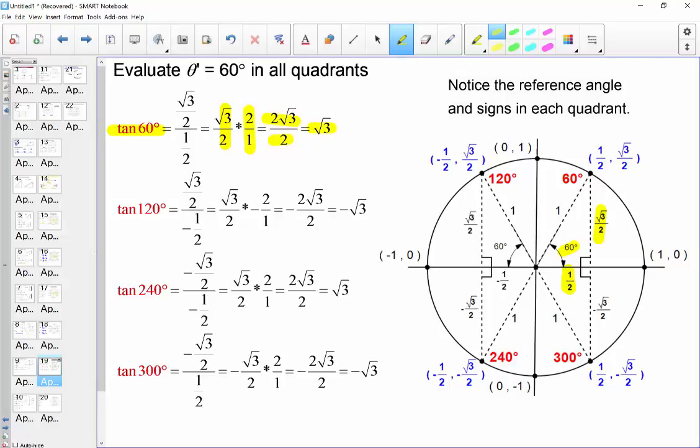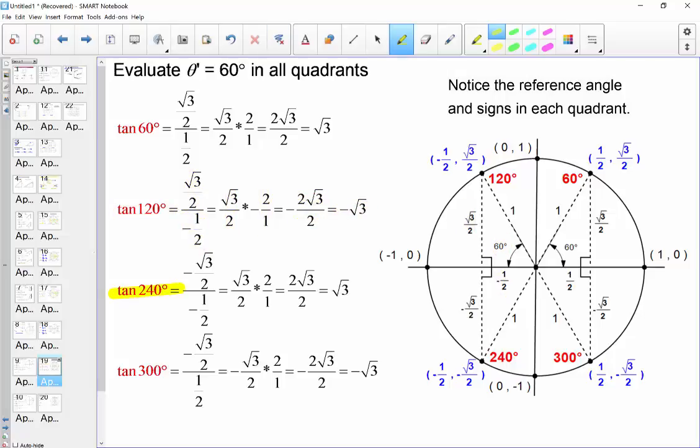The 2's cancel out, and we're left with the square root of 3. Next, we'll evaluate the tangent of 120, which has a 60-degree reference angle in quadrant 2. The opposite side is a positive square root of 3 over 2. The adjacent side is negative 1/2. So square root of 3 over negative 1/2. We're going to multiply by the inverse of the denominator, negative 2 over 1, and we're going to end up with negative 2 times the square root of 3 over 2. The 2's cancel out, and we're left with the negative square root of 3.